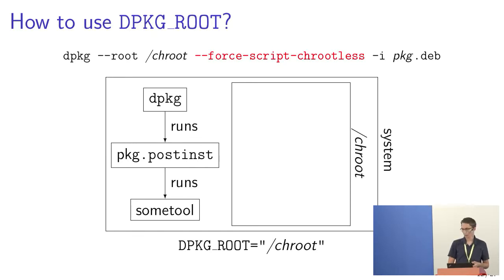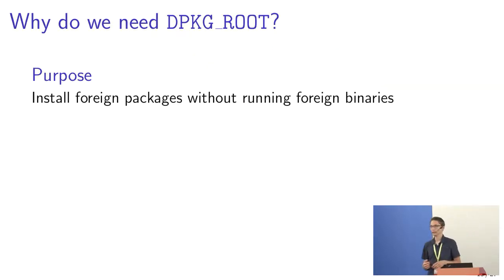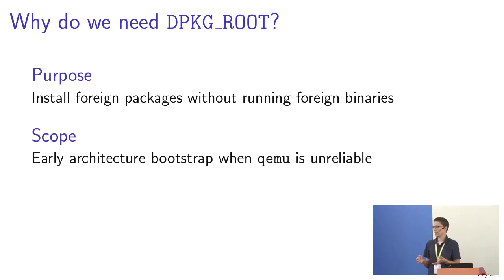The question is, why do we need it? The primary purpose is doing foreign installation of packages in a change root. A foreign installation means some architecture we cannot run on our processor. A usual way to do that is QEMU, but QEMU is commonly not working well during early architecture bootstrap. So we somehow want to do without QEMU. And this is where DPKG root comes in. It allows us to install a minimal system for a foreign processor architecture.